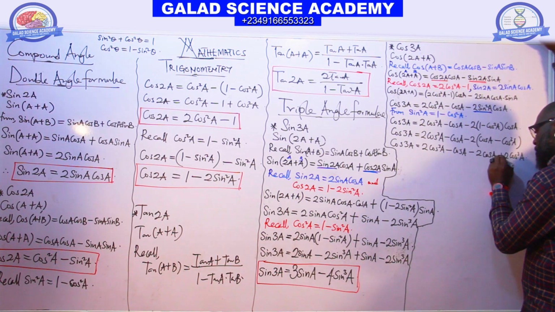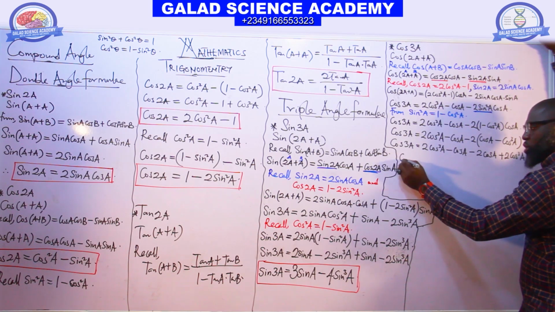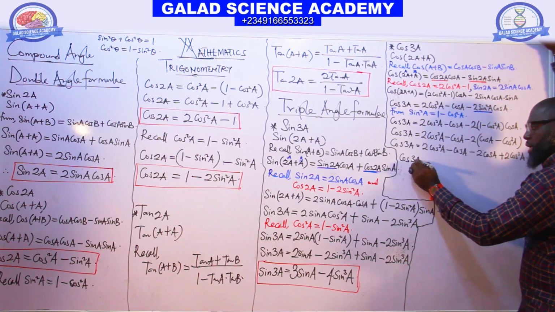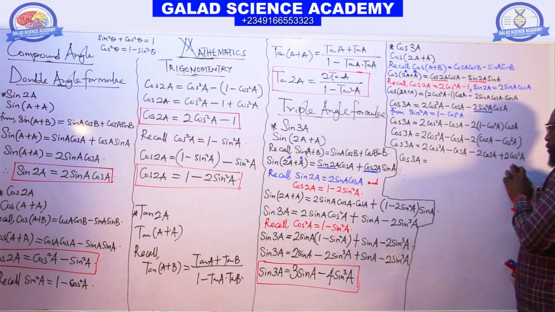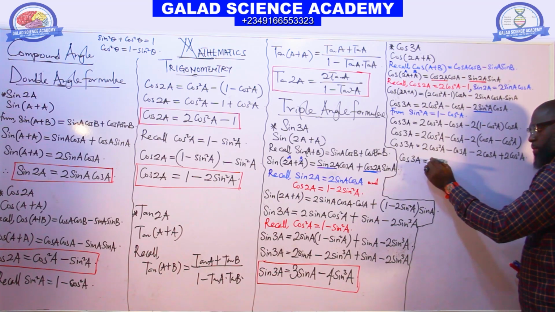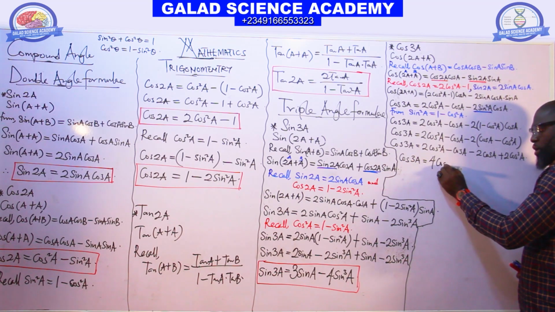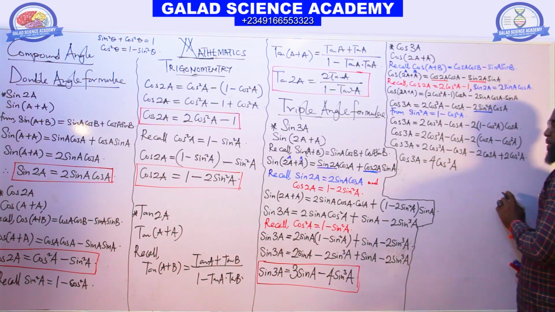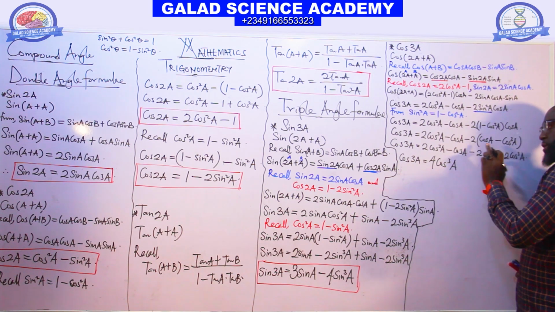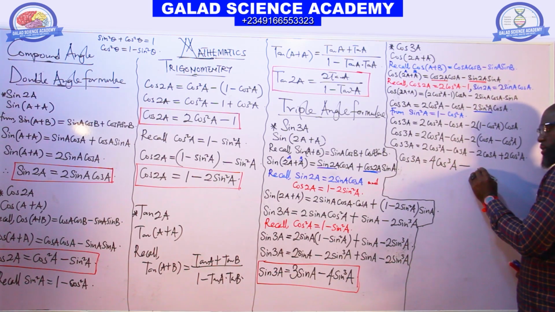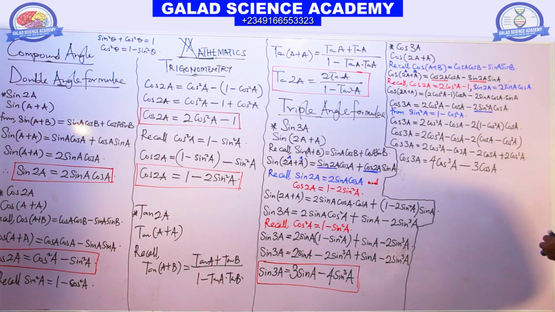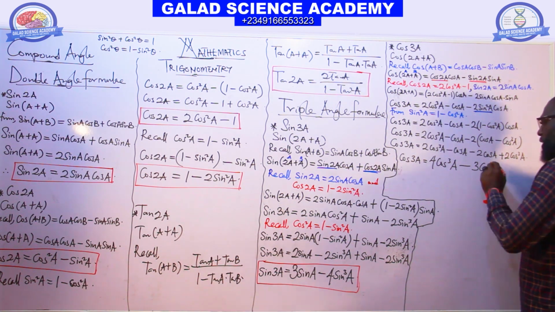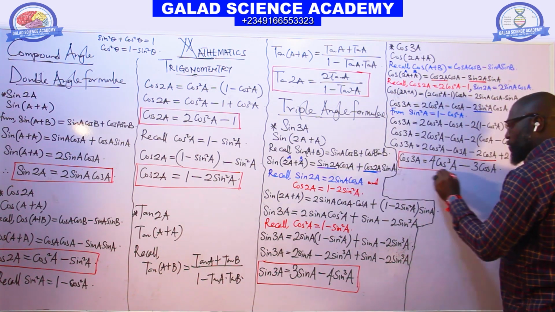Minus as minus plus. You now have what? Cos 3A should be equal to what? Keep 2 plus 2, we have 4 cos cube A minus 1 minus 2 minus 3 cos A. So this is the identity for cos 3A.